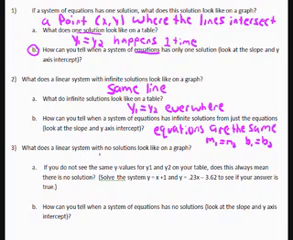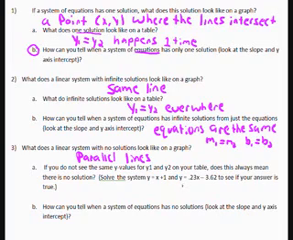Alright, what does a system with no solutions look like on a graph? Well, they have parallel lines. Next question's a little bit different. If you do not see the same y values for y1 and y2 on your table, does this always mean there's no solution? It's really a tricky question, and this is a word of caution and a word of warning when trying to use your table.